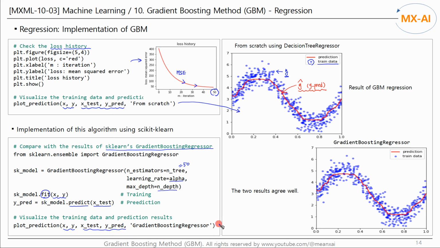The visualized result is like this. You can see that the prediction results of the two methods match well. This library makes it easy to implement GBM regression.